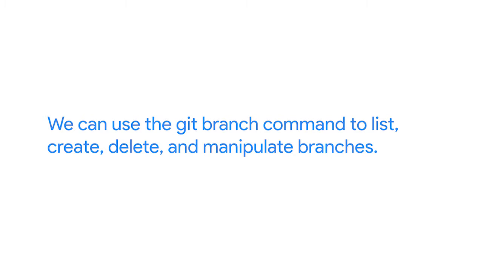As branches are essential to how work is done in Git, there's tons of different ways to work with them. We can use the git branch command to list, create, delete, and manipulate branches. Running git branch by itself will show you a list of all the branches in your repository. Let's try it out in our checks repo.